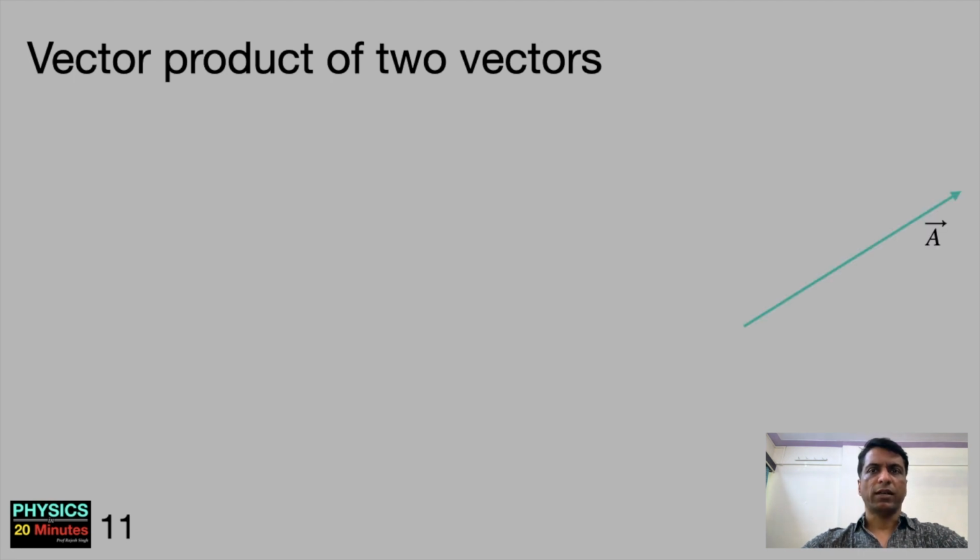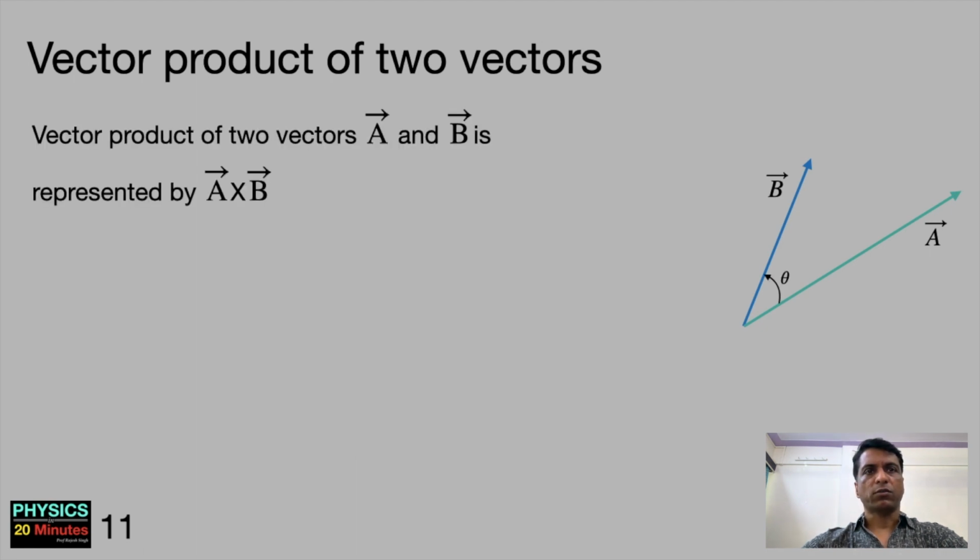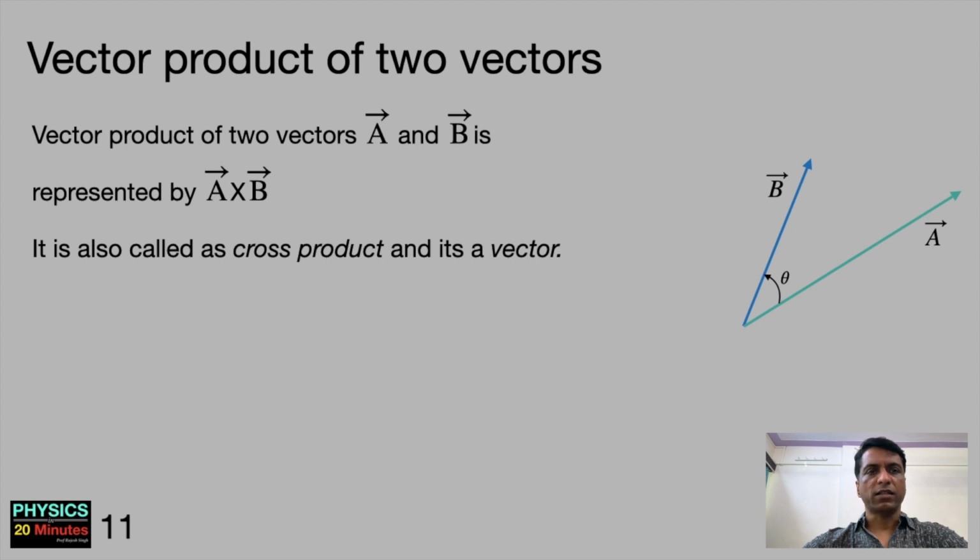Let's have vector A and vector B. Let theta be the angle between them. The vector product of two vectors A and B is represented by vector A cross vector B. As the representation suggests, it is also called the cross product, and it's a vector in the sense that the quantity obtained after taking the cross product is a vector quantity.